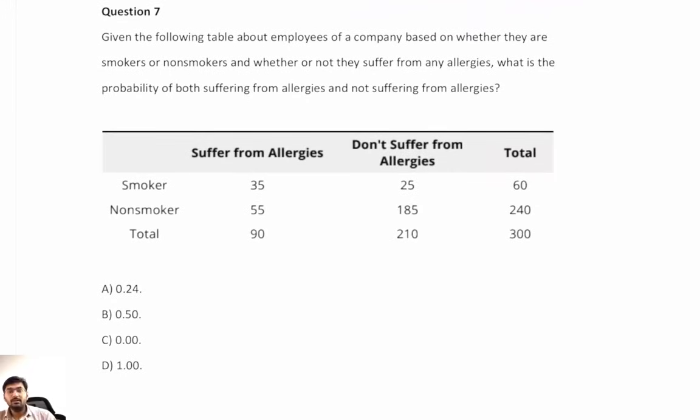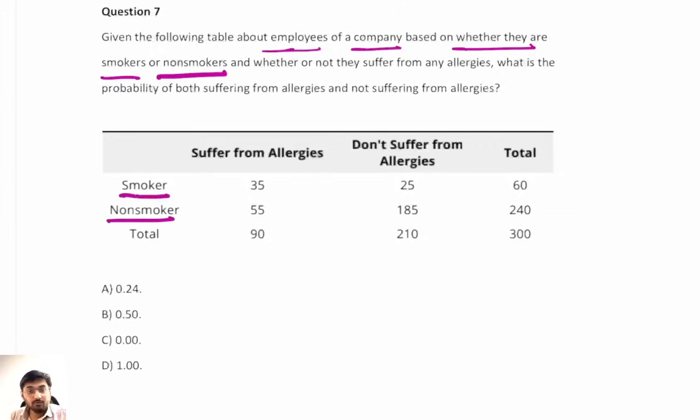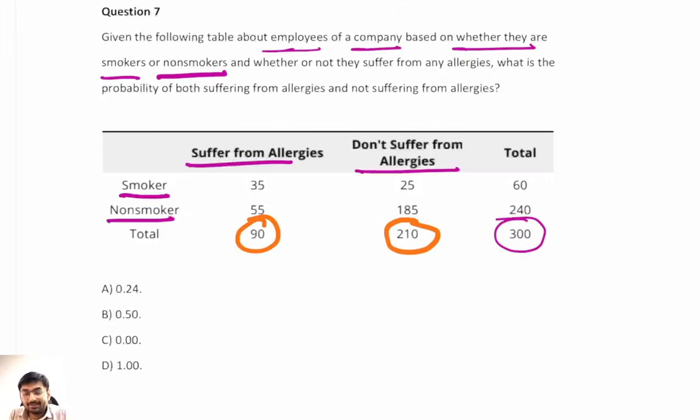Now pause the video and solve question number 7. Okay. Hopefully you have solved it. Now, given the following table about employees of a company based on whether they are smokers or non-smokers. Okay, smokers or non-smokers, suffering from allergy, they don't suffer from allergy. Total number of people 300. Out of 300, 90 are suffering from the allergy. 210 they don't have allergy. Out of 360 are the smokers, 240 are the non-smokers.